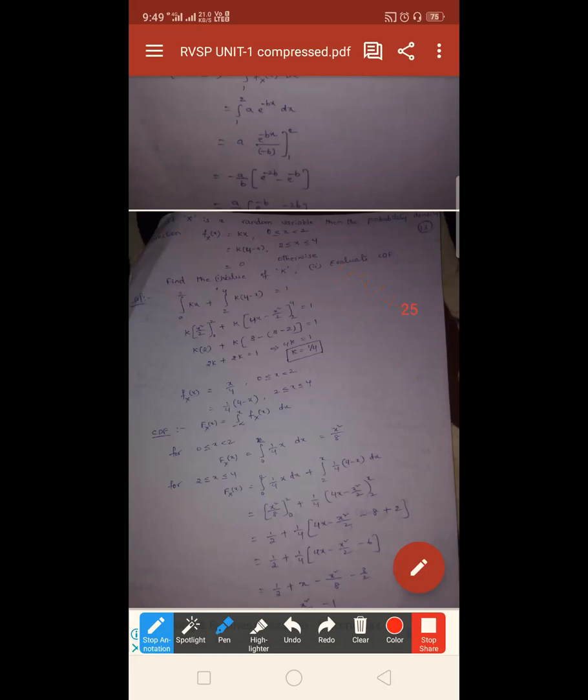From 0 to 2, integral 0 to 2 kx dx. You have to write dx also, because integration is with respect to x only. That's why you have to write dx for both integrations. Integral 0 to 2 kx dx plus integral 2 to 4 k into 4 minus x dx is equal to 1. So here k is constant again, so write it outside. Integral of x becomes x square by 2. So the limits are 0 to 2.